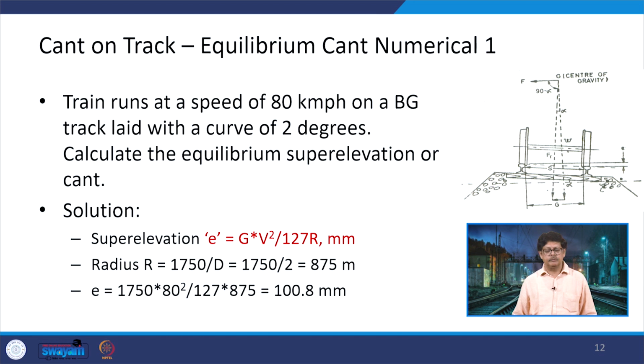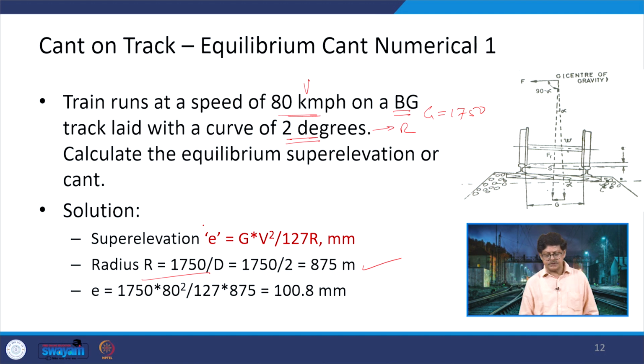Let us look at one of the numericals here. The trains are running at a speed of 80 kilometers per hour. So V is being given to you, capital V. It is a broad gauge, so the G is known to us. In this case the dynamic value is 1750 mm, and it is laid with a curve of 2 degrees. That will give you the radius R. Degree and radius are correlated as D is equal to 1750 divided by R. So R is 1750 divided by D, and what we get is 875 meters as the radius of the curve.